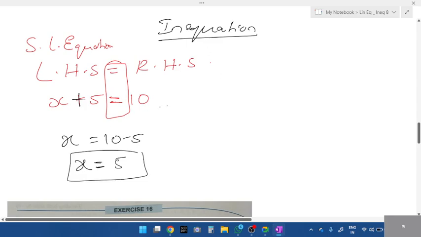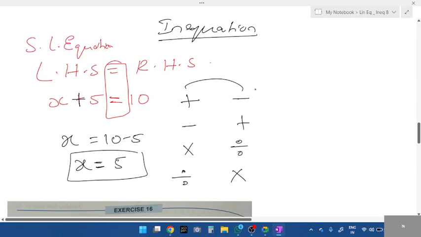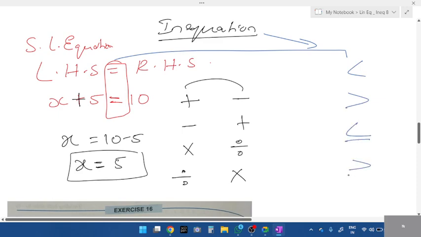And what are the rules we studied here? Plus goes to the other side and becomes minus, and minus becomes plus. Multiplication becomes division and division becomes multiplication. Correct? Inequation means in place of equal to, you will have less than, greater than, less than equal to, greater than equal to. These are the four symbols, students. Apart from that, calculation is the same.